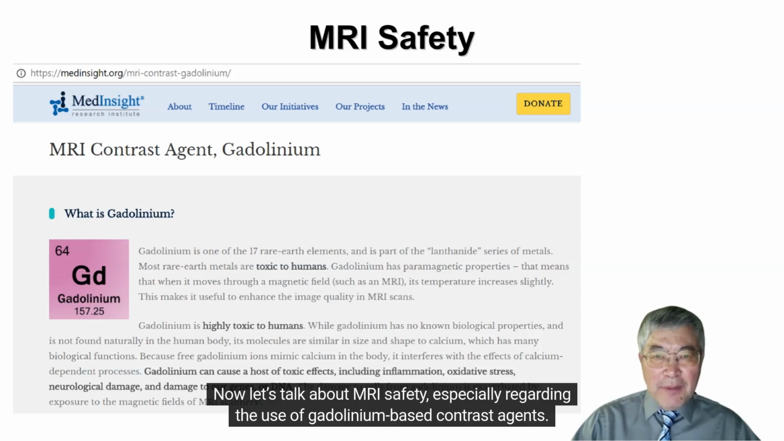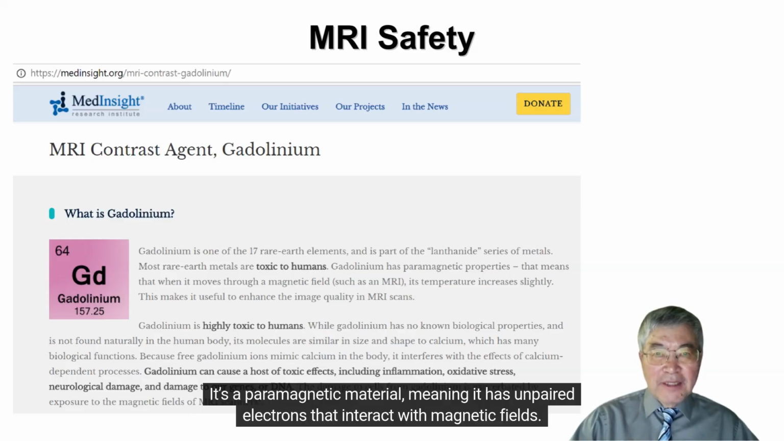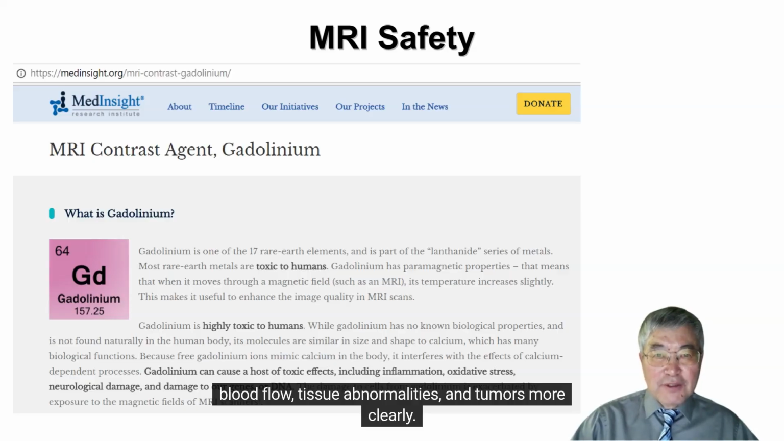Now let's talk about MRI safety, especially regarding the use of gadolinium-based contrast agents. Gadolinium, symbol Gd, is one of the 17 rare earth elements and belongs to the lanthanide series of metals. It's a paramagnetic material, meaning it has unpaired electrons that interact with magnetic fields. This property makes gadolinium extremely useful for enhancing the contrast in MRI scans, helping us visualize blood flow, tissue abnormalities, and tumors more clearly. However, gadolinium itself is highly toxic to humans.